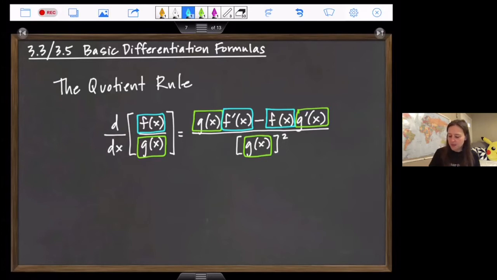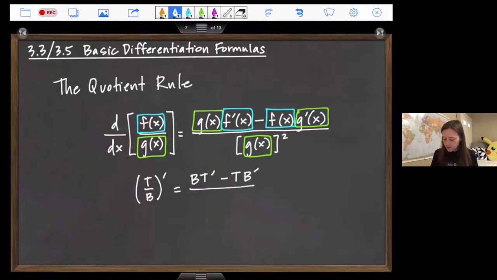Sometimes a way that people will remember this rule is, if you're taking the top and the bottom and finding the derivative, we remember it as the bottom times the top prime minus the top times the bottom prime, all over the bottom squared. This is sometimes referred to as the bathtub rule, because of the BT and the TB, if that helps you to remember which order things go in.